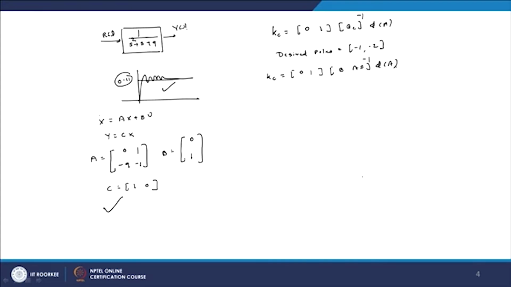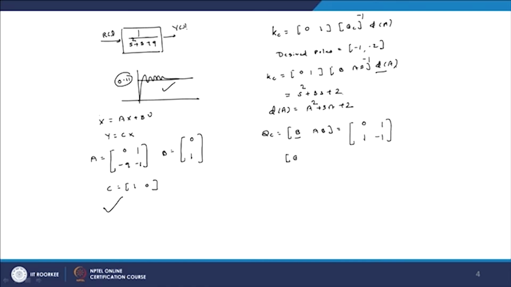So, how to get the phi of A? This phi of A depends upon the characteristic equation, so s square plus 3s plus 2, and correspondingly phi of A equals A square plus 3A plus 2I. Here the controllability matrix QC is [B AB], and it is given as [0 1; 1 -1], as B is [0 1] and AB you will get as [1 -1].